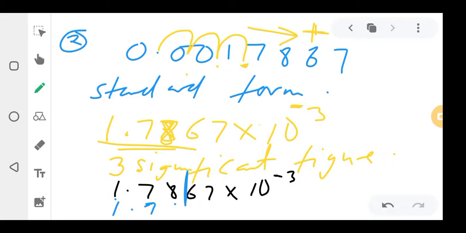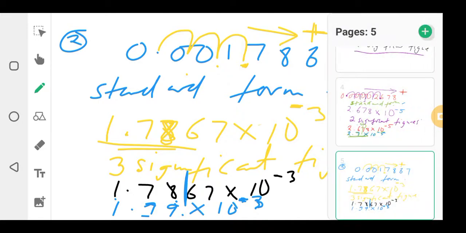1.7, that 7 comes down. Here where there is 7, you add 1 to it, where there is 8, you add 1, it will become 9, because it is 3 numbers that you are counting. The numbers in front, you get rid of them, you don't write anything. Times 10 to the power negative 3. That's how you do it. That is the answer: 1.79 times 10 to the power negative 3. So you do it like that for all questions.